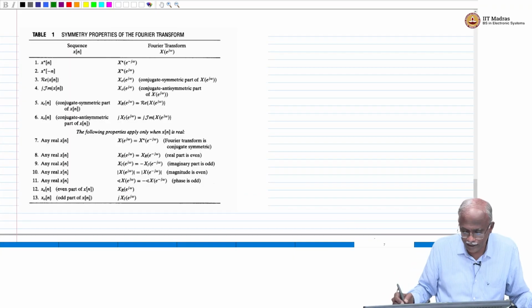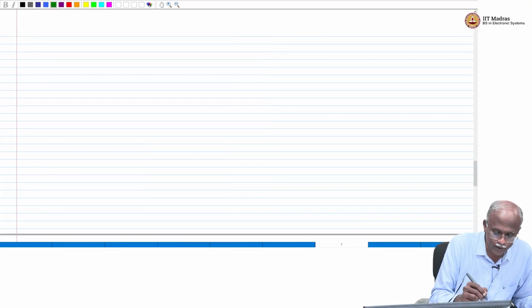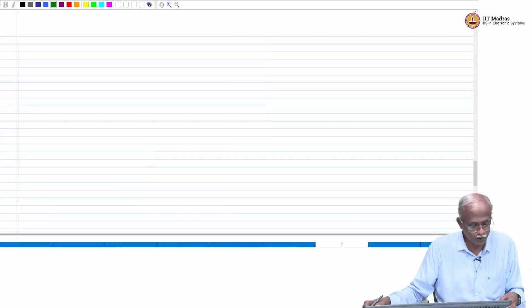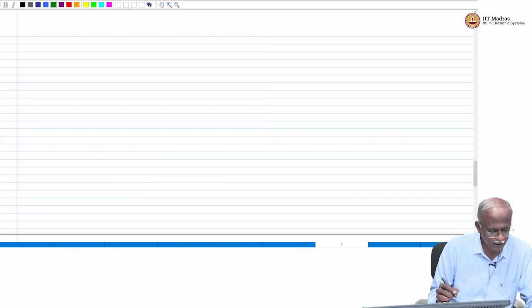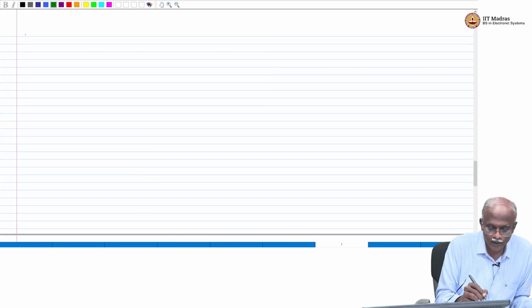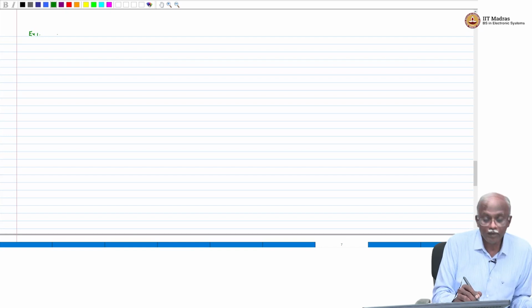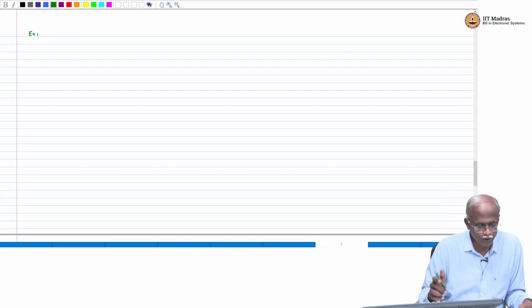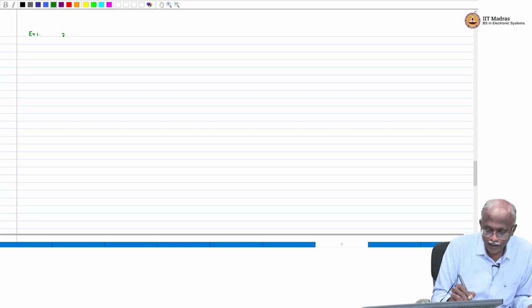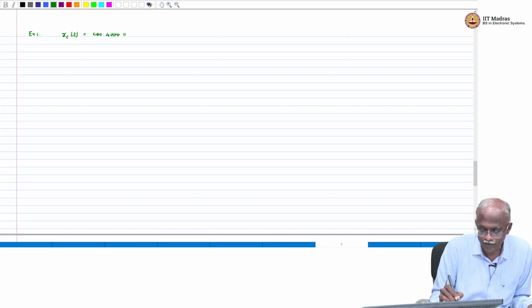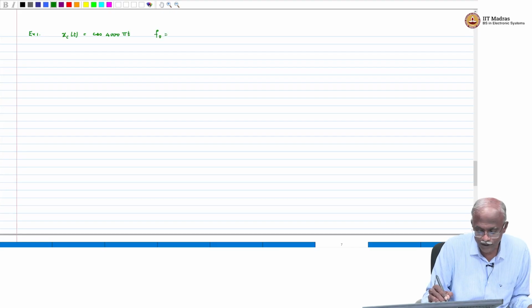So we begin today's session with a few examples which will help us to strengthen our understanding of the process of sampling. So let us start with example number 1. This is an example that we have already looked at, so I just want you to use this as a starting point. The continuous time signal is given by cosine 4000 pi t, and this means that the highest sinusoidal frequency f naught is 2 kilohertz or 2000 hertz.